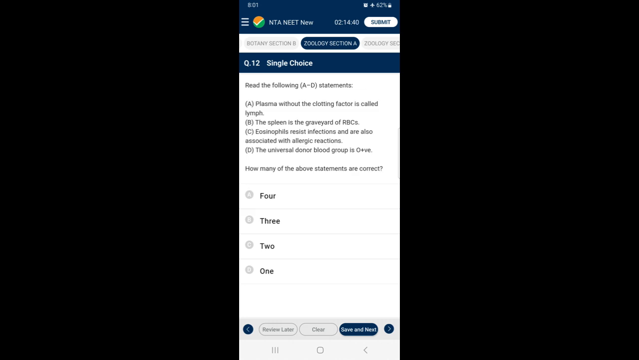Question number 12. Read the following statements. From the given 4 statements, how many statements are correct? Go through the statements. Lymph is blood without RBC. Plasma without the clotting factor is called serum. The universal donor is O negative because it does not have the Rh antigen which is present in an O positive individual. The Rh antigen can induce an immune response, hence O negative, not O positive. O negative is the universal donor. So the answer for this question is option C. From the given 4 statements, only 2 statements are correctly given.